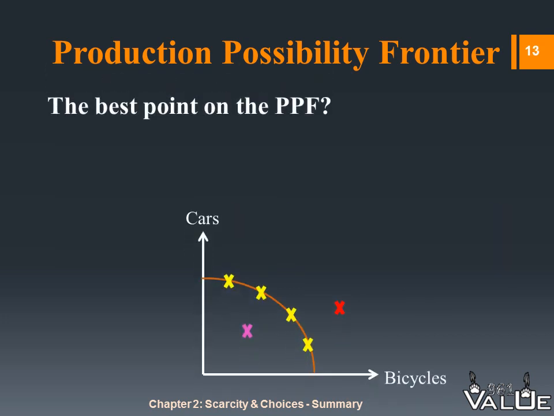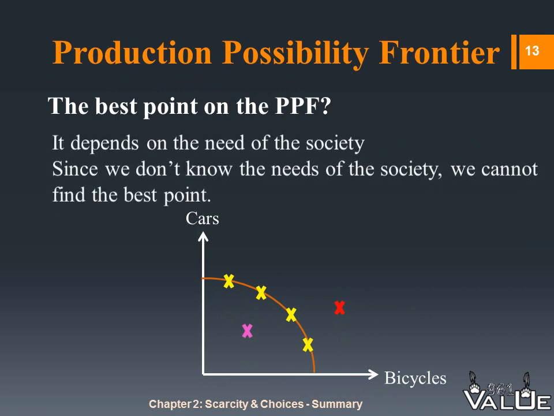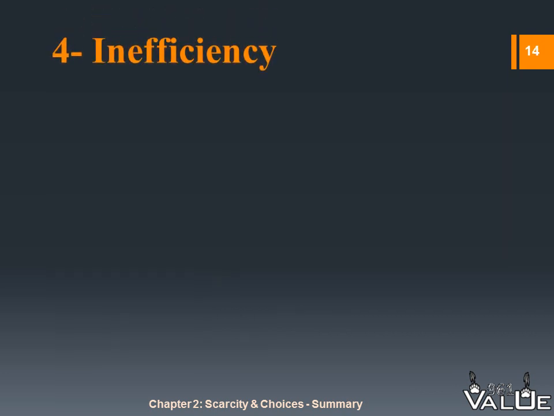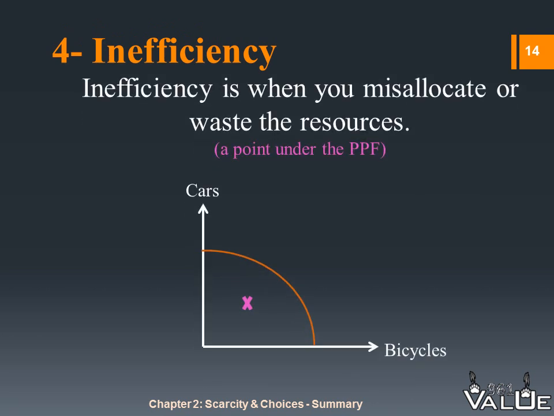What is the best point on the PPF? It depends on the need of the society. Since we don't know the needs of the society, we cannot find the best point. When do we have inefficiency? Inefficiency is when you misallocate or waste the resources. It is a point under the PPF.